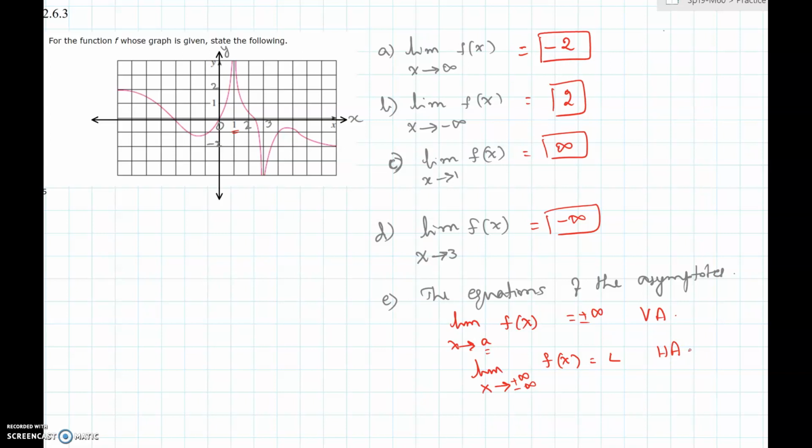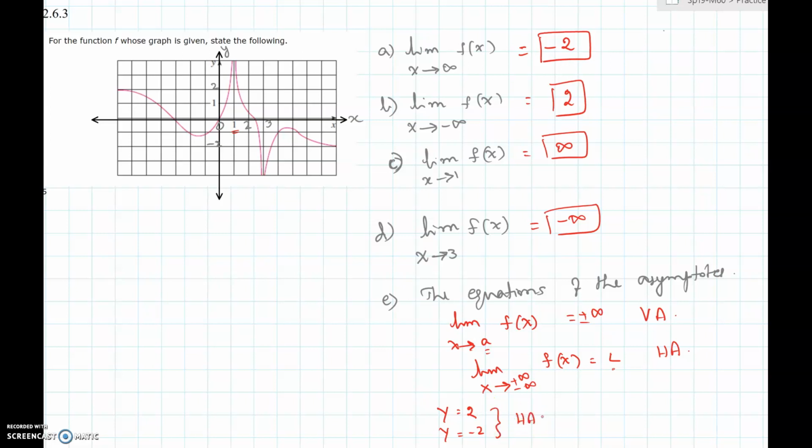So in this case, the first two, negative 2 and positive 2, these are corresponding to x approaching plus infinity or negative infinity. So positive 2 and negative 2 are the horizontal asymptotes. So y equal to 2, y equal to negative 2 are the horizontal asymptotes.